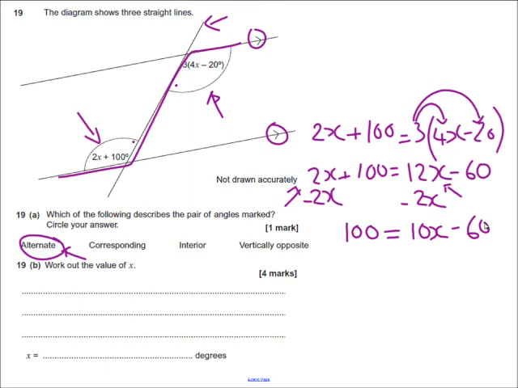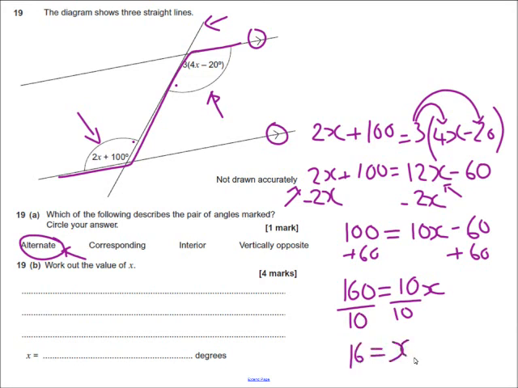Now, to get x on its own, we're now looking at something very familiar, which is a 2-step equation. Step 1, we add 60 on both sides, so we end up with 160 on the left-hand side of our equation and 10x on its own on the right. But we don't want 10x, we want x on its own. So to get x on its own, the second step is divide by 10, divide by 10. And when you do that, x is equal to 16.